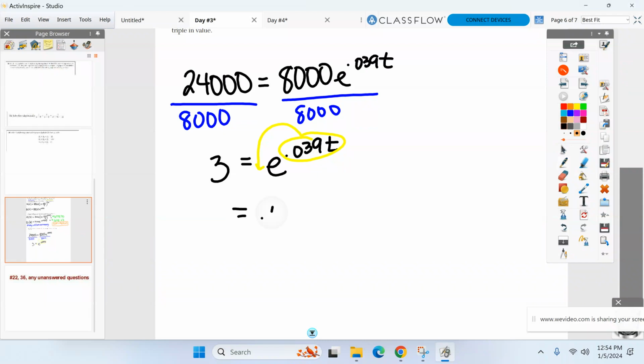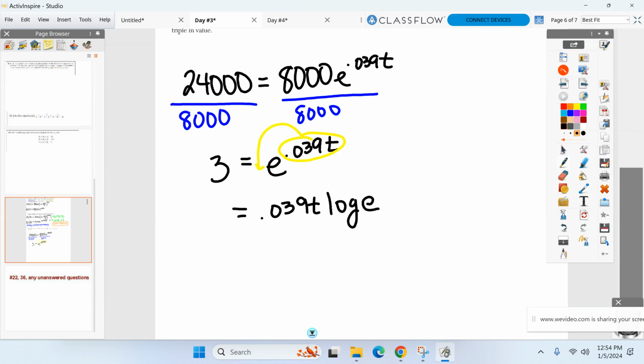So I'm going to bring the 0.039 down, and this is going to happen. If there's a guarantee I could put on this test, you're going to have to solve for an exponent by logging. 0.039t log whatever the base was, in this case, e. So notice how I brought the exponent down, but that means I have to log the base. And you better keep it balanced.